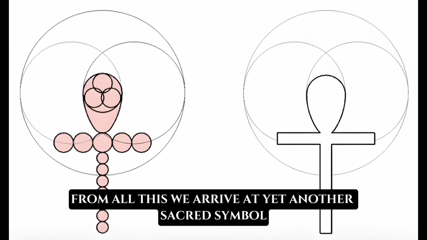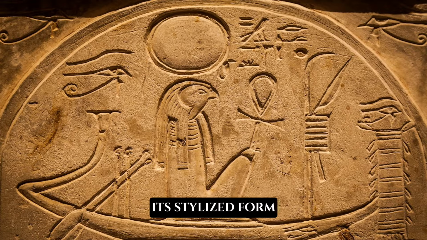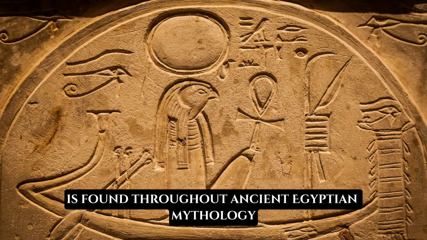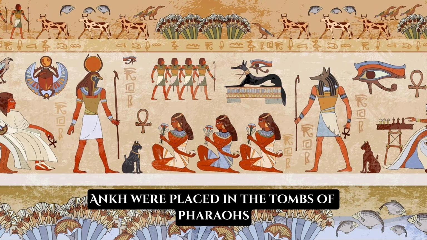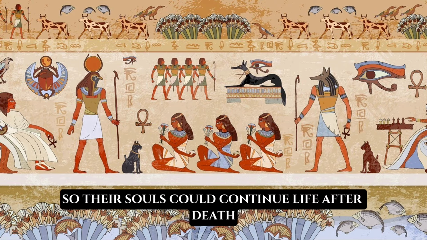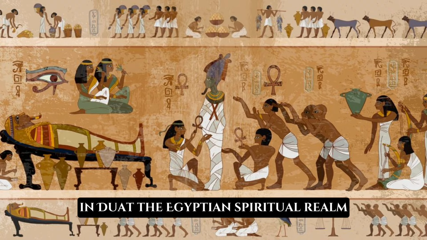From all this, we arrive at yet another sacred symbol, the Ankh. Its stylized form is found throughout ancient Egyptian mythology. It is known as the key of life. Ankhs were placed in the tombs of pharaohs so their souls could continue life after death in Duat, the Egyptian spiritual realm.